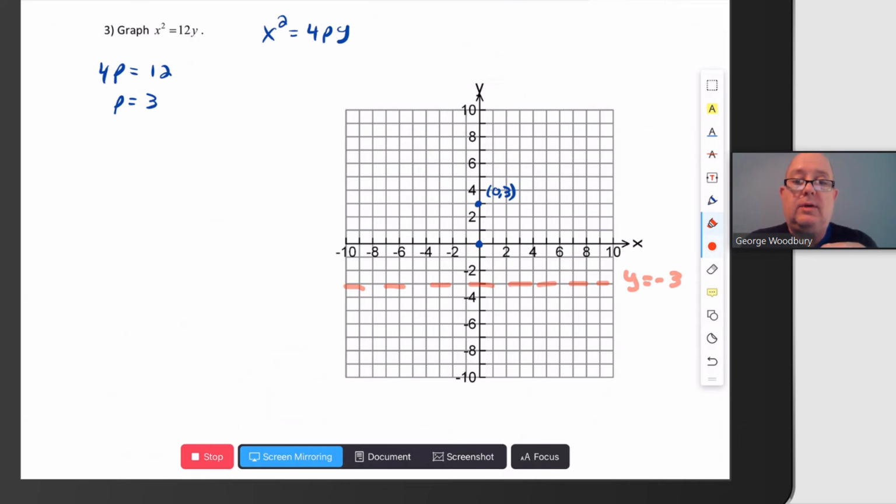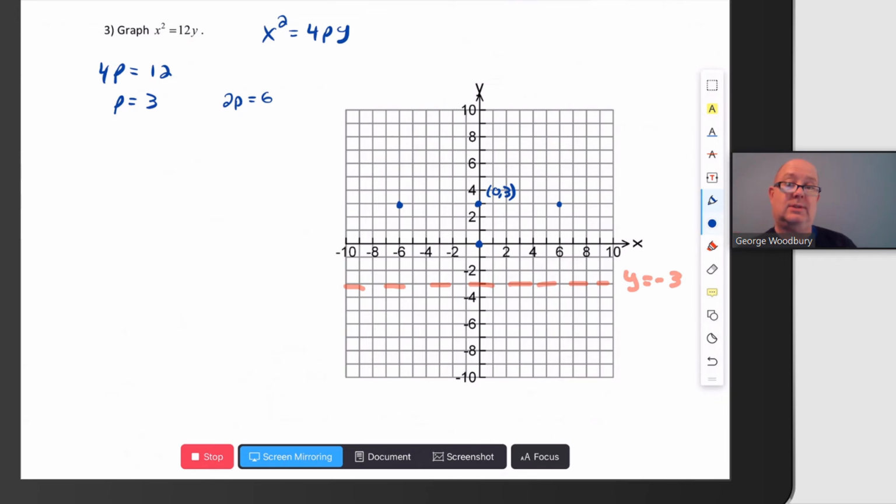Now, if we move to the left and right of the focus, we can find a couple of points that belong on the graph. What we know is that the width at the focus is equal to 4p. So it's 2p on each side. If I go 2p to the right, 2p equals 6. So if I move 6 to the right and 6 to the left, I get 2 more points on that graph.